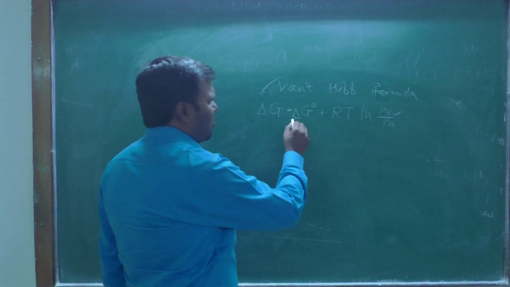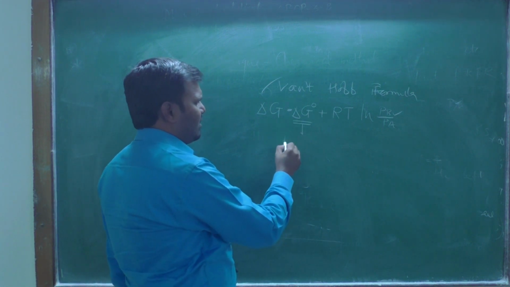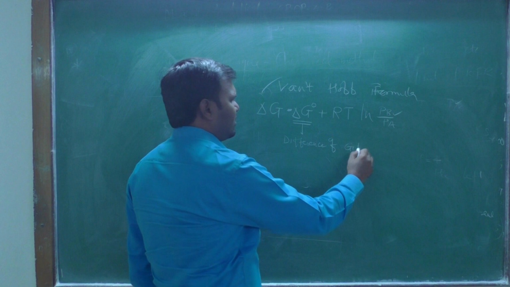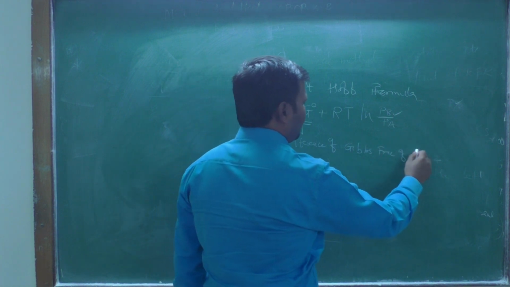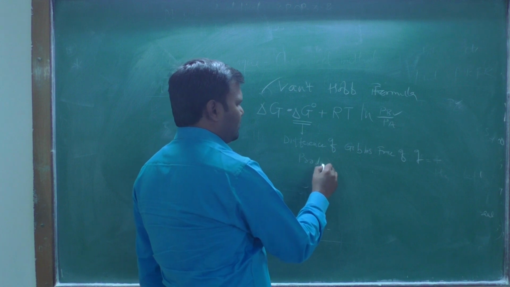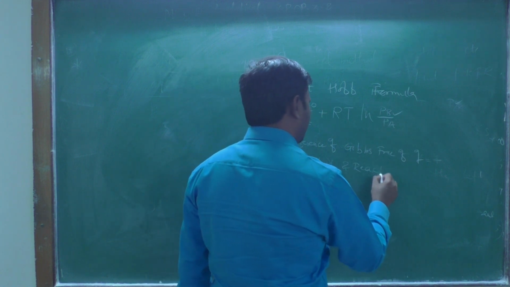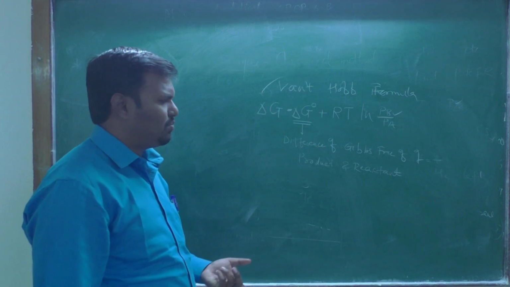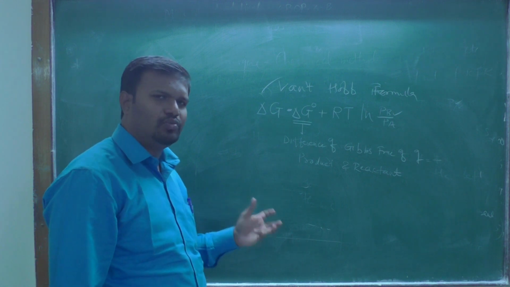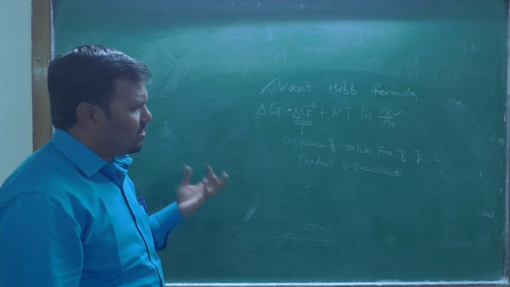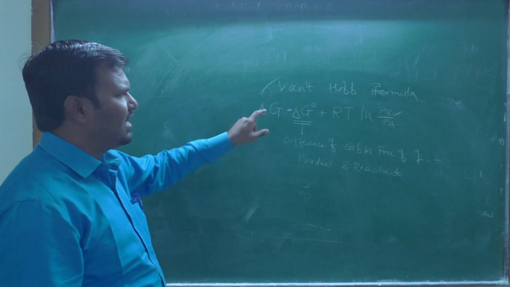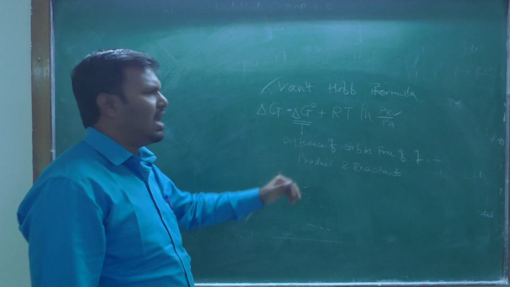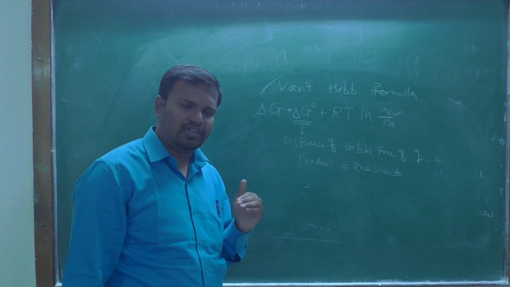And delta G naught is the difference of the Gibbs free energy of product and reactant when both are present at the standard state. From the standard reactant, you obtain the standard product, and that is called the Gibbs free energy at the standard state. But delta G is the change in free energy you can find at any stage of the reaction from the reactant to the product.